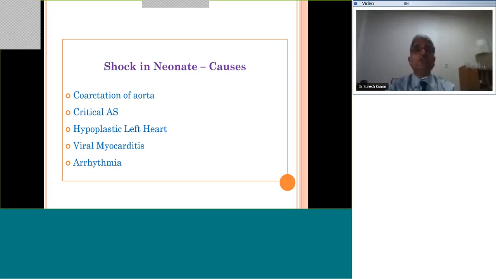We spoke so far about heart failure. Shock often goes with heart failure. Sometimes it might present independently also. When shock is the presenting symptom, the left heart is at fault as a rule. Coarctation, critical aortic stenosis, hypoplastic left heart, or viral myocarditis or arrhythmia could present with shock in the neonate.